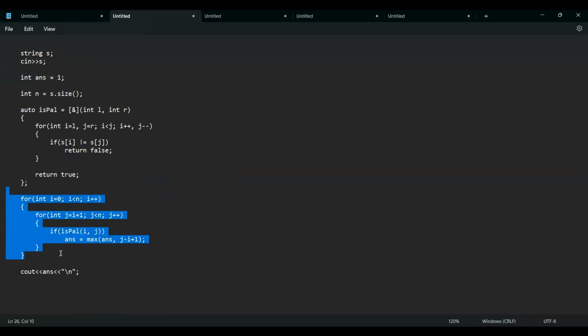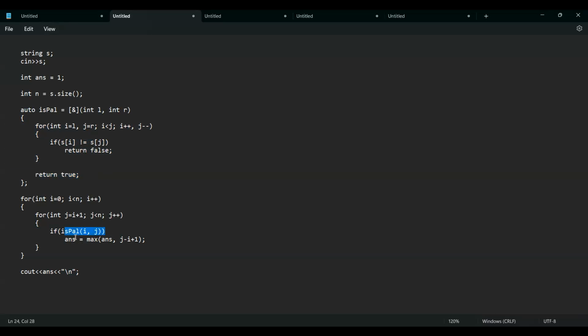Then for each of these substrings, my i will go from 0 to n and my j will go from i plus 1 to n. So currently I'm looking at the substring from i to j, and I'm checking whether or not it is a palindrome. How do we check that? Start i from L, the left boundary, and j from R. While i is less than j, if at any position these two characters are not the same, I'll return false. Otherwise, once this loop terminates, I'll return true. This means my substring from L to R is a palindrome.